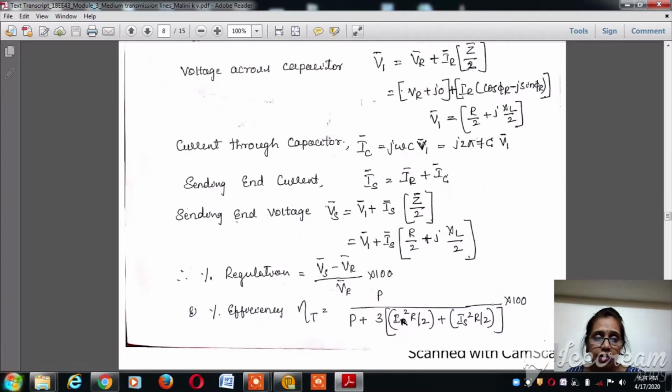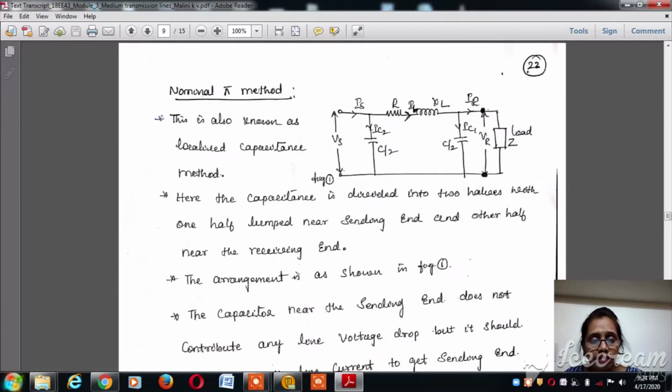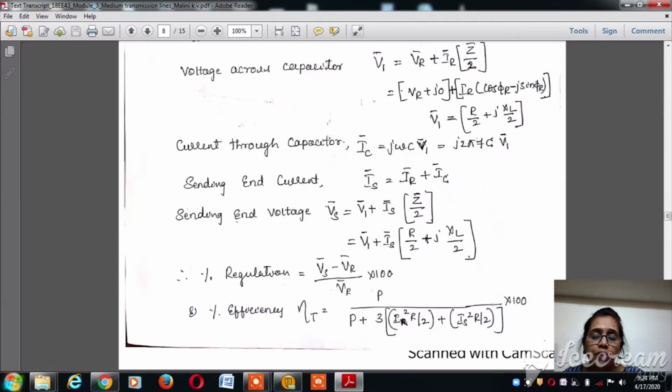considering the sending end voltage Vs is equal to V1 plus Is into Z divided by 2. So from the figure 1, we can understand that Vs is equal to V1 plus Is into Z, which is nothing but R divided by 2 plus J into XL divided by 2. So Z divided by 2 is nothing but R divided by 2 plus J into XL divided by 2. Now percentage regulation is nothing but equal to Vs vector minus Vr divided by Vr into 100.